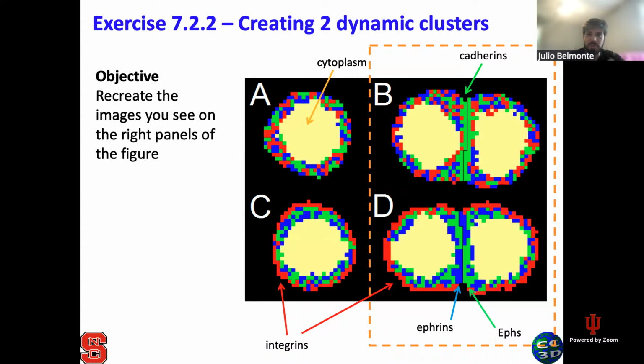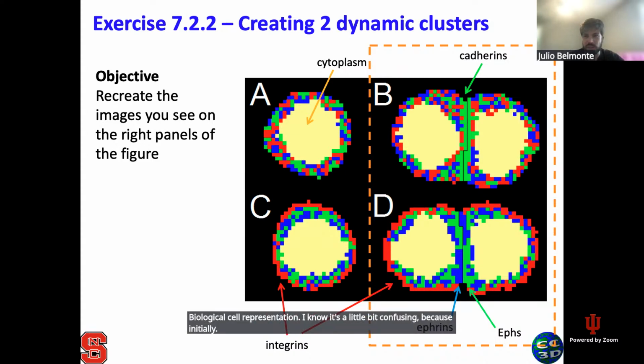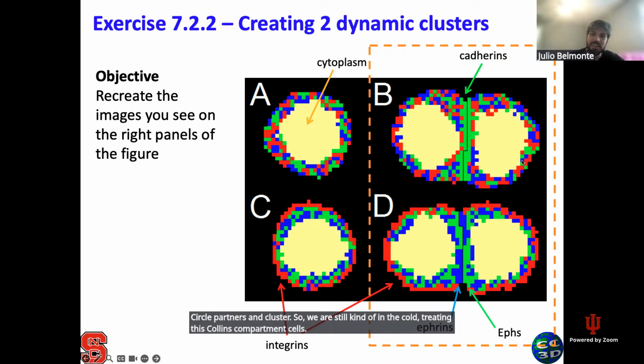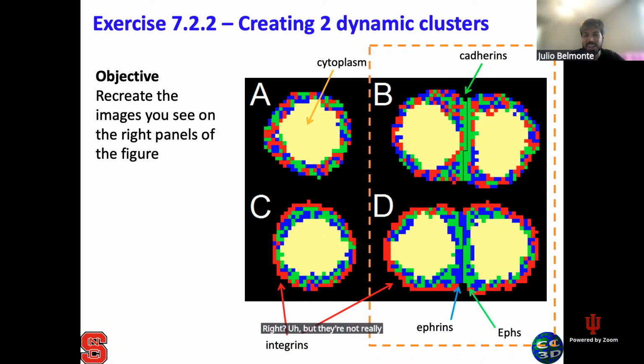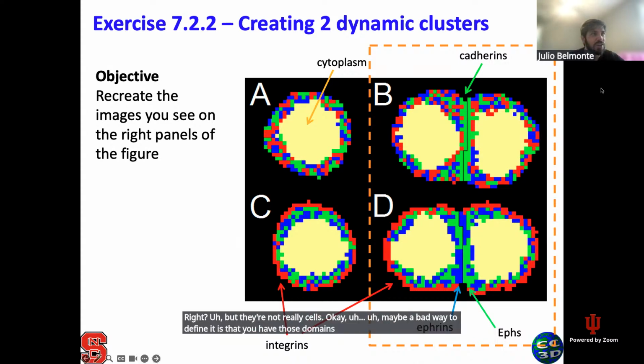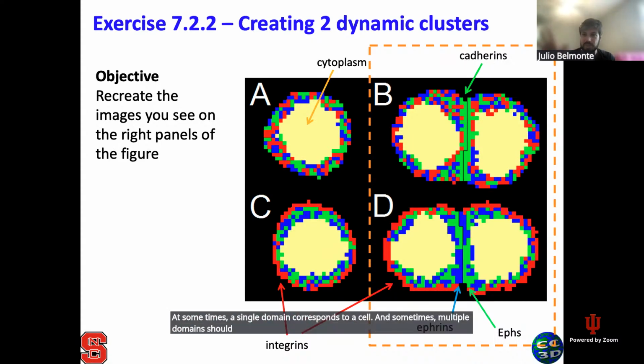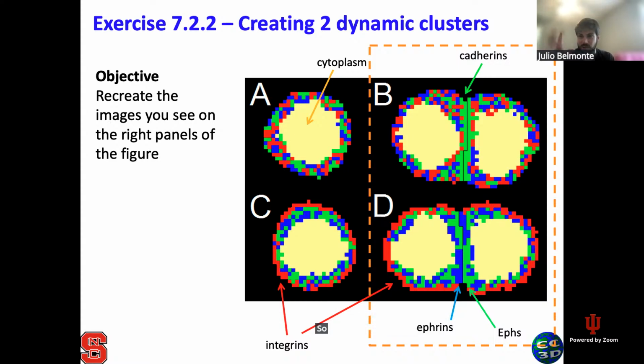I know it's a little bit confusing, because initially CompuCell3D was developed for cells without this concept of cell compartments and clusters. So in the code we are still kind of treating these compartments as cells, but they're not really cells. Maybe a better way to define it is that you have domains: a red domain, a blue domain, a green domain, and a yellow domain. Sometimes a single domain corresponds to a cell, and sometimes multiple domains correspond to a cell. That is the more generic way to refer to this.